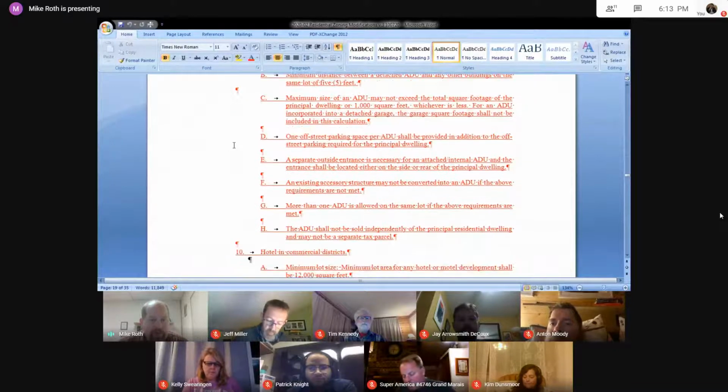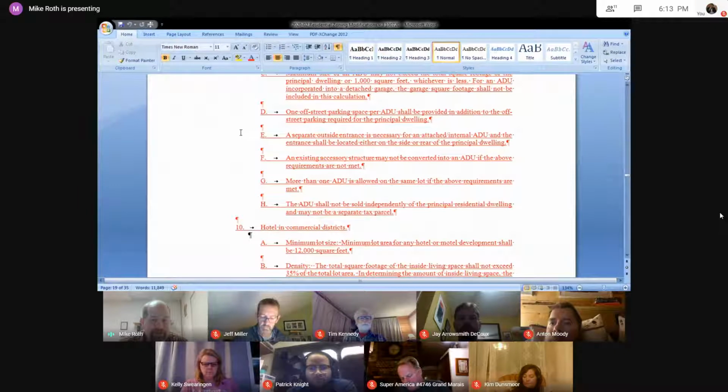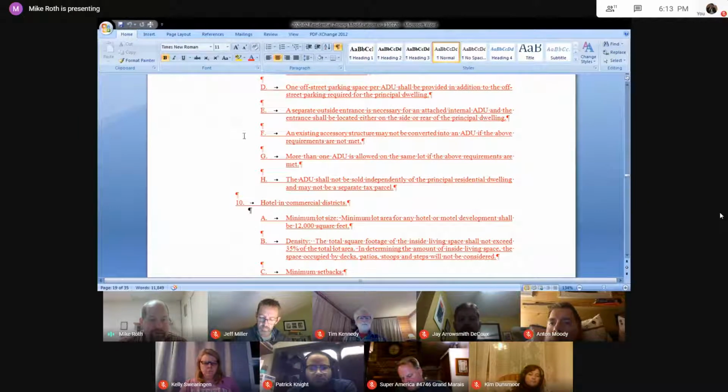One off-street parking space per ADU shall be provided in addition to the off-street parking required for the principal. A separate outside entrance is necessary for an attached or an internal ADU, and it's located on the side or rear of the principal building. An existing accessory structure may not be converted if the above requirements are not met. Most existing structures that are kind of accessory looking, I think, will meet those requirements. But if you've got a 2,000 square foot pole barn garage on your dwelling, you can't convert it to a dwelling and call it an ADU.